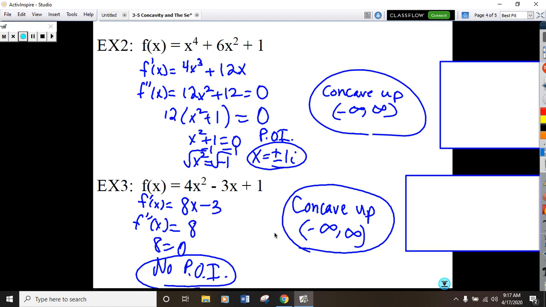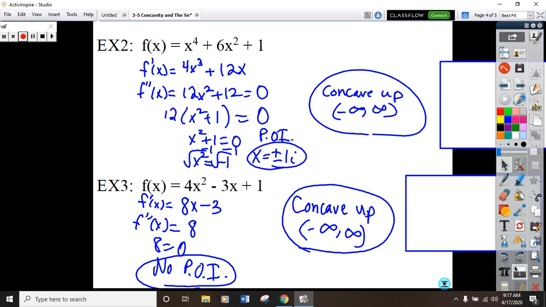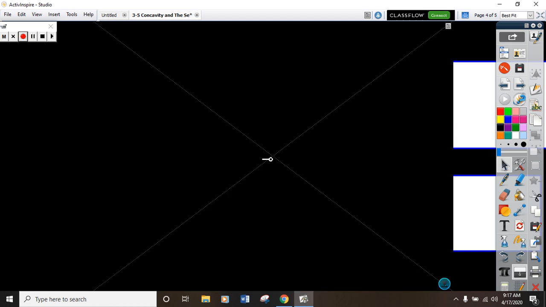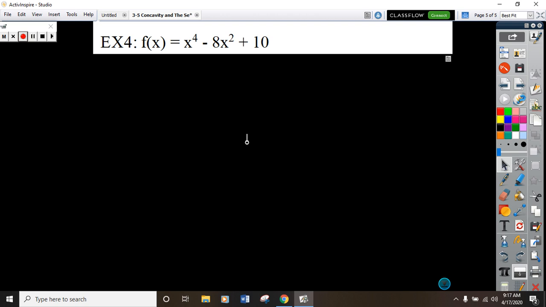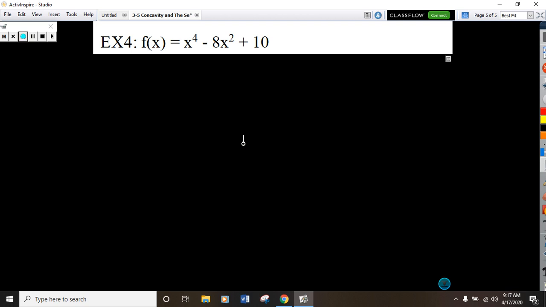So I have one more example, and that example will be when we have more than one point of inflection. If you just have one point of inflection, you're just going to have an interval of each. If you have more than one point of inflection, then you have more intervals of concavity. Okay. So here's our fourth example.